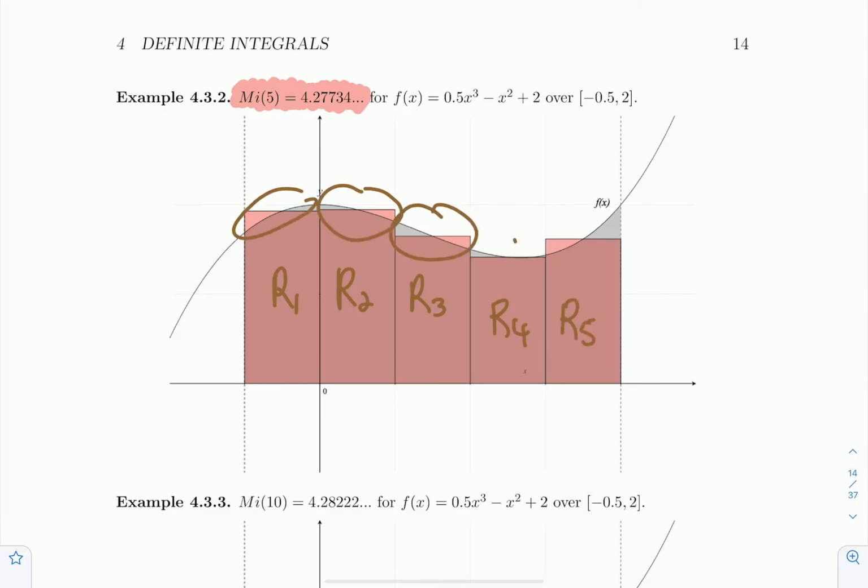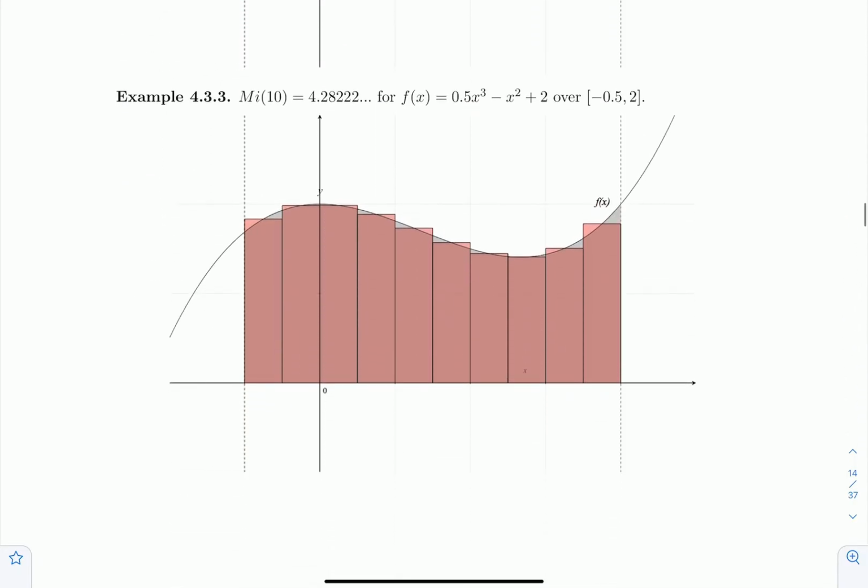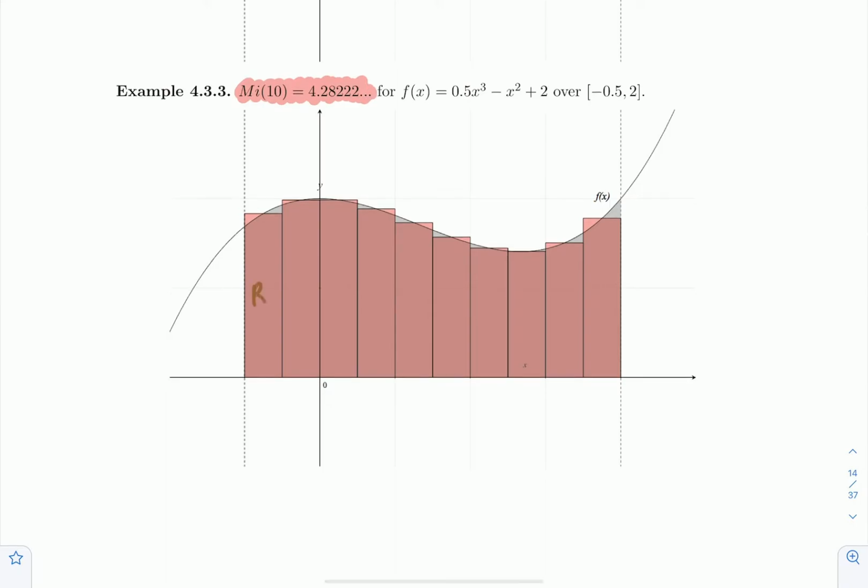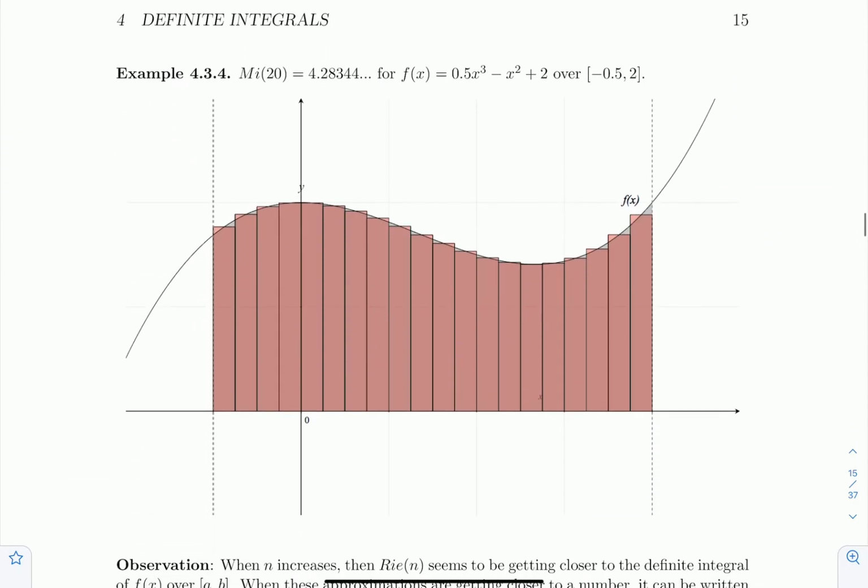But if we continue this process, for example, let's look at what happens if we cover this region with 10 rectangles. If you do the actual computation, this is very tedious, but if you do it as an exercise, you can double check that M10 is 4.282222, etc. So now visually we can see that these 10 red rectangles are doing a pretty good job covering this gray zone. And again, if we push this a little bit more, let's say we are now computing M20.